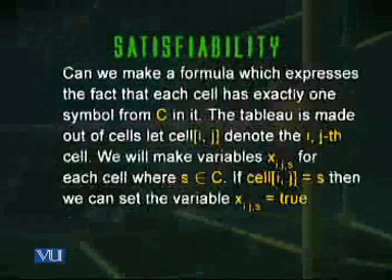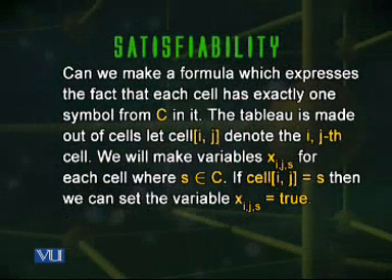Now what we want to do is say: make a table and fill each cell with exactly one symbol from C. Can we do this in the language of satisfiability? So let's look at one particular cell. Let us say cell number ij. Can we make a formula that expresses the fact that each cell has one symbol from C in it? The table is made out of many cells. Let cell ij denote the ijth cell in the table.